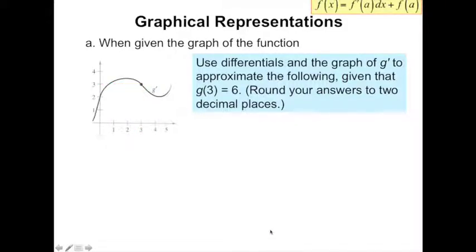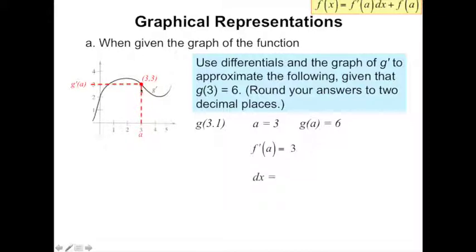Let's try approximating a little bit larger, at 3.1. So we're now approximating on the right-hand side of 3. Our a value is 3. This is where we have our point of tangency. Again, our function value at 3 is 6 from the problem statement. Our derivative is still 3. We're going to get that from the graph.